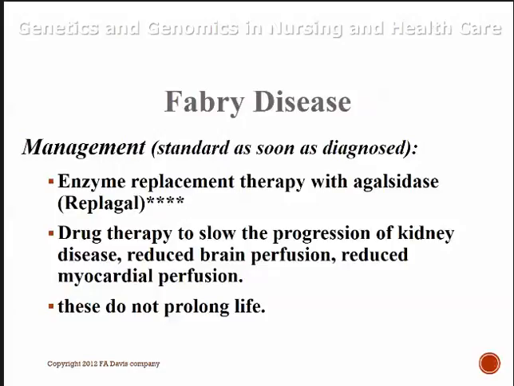Management is enzyme replacement therapy with agalsidase or Replagal. This drug therapy will slow the progression of kidney disease and reduce the reduced brain perfusion and reduced myocardial perfusion. They don't prolong life. So in addition to the enzyme, you also treat the perfusion problems and will reduce the symptoms. The enzyme replacement therapy is really your standard of care, so that should be started as soon as the disease is identified.